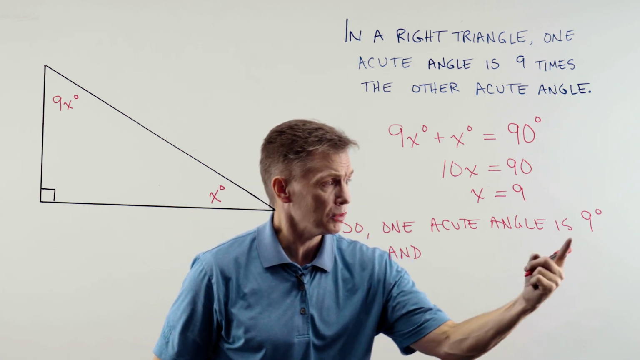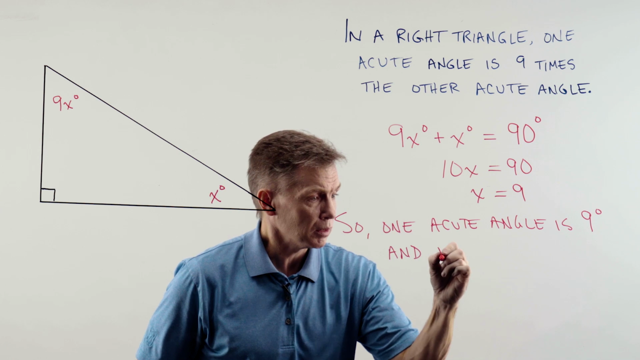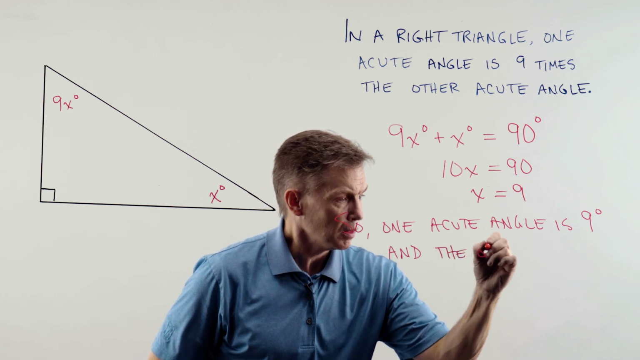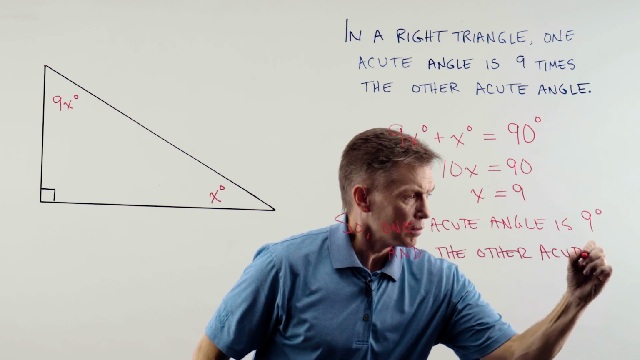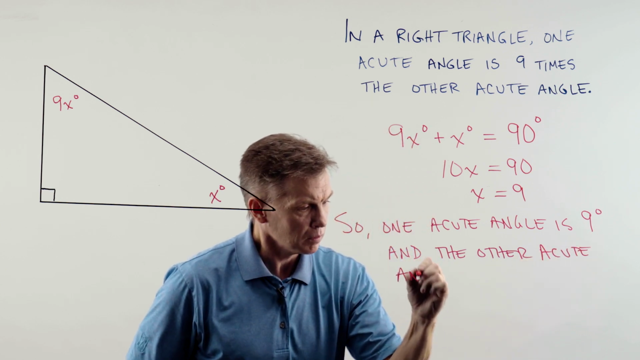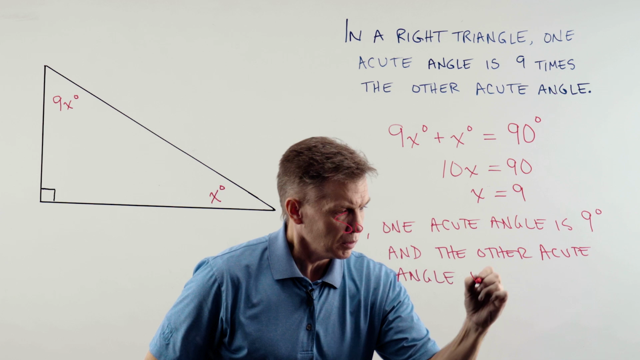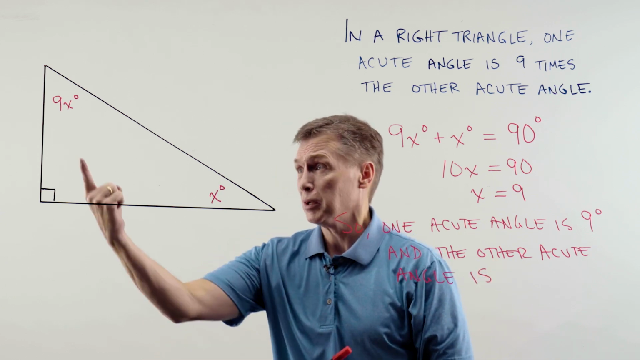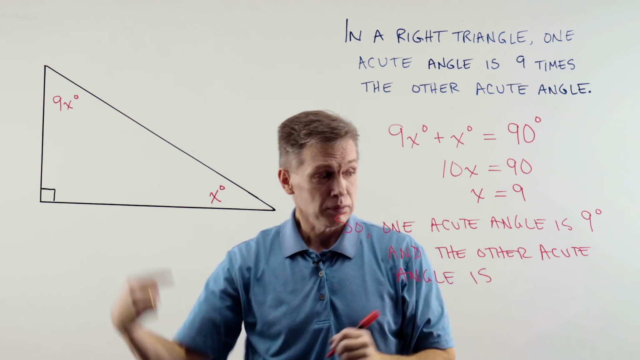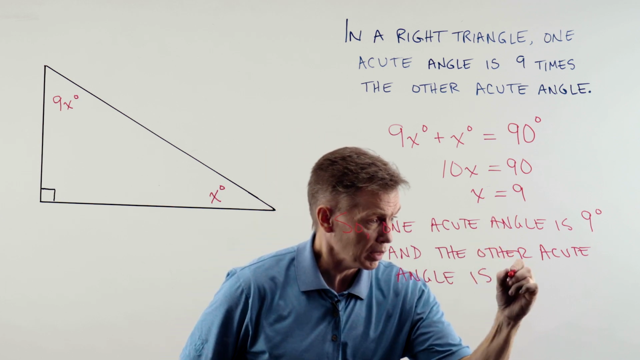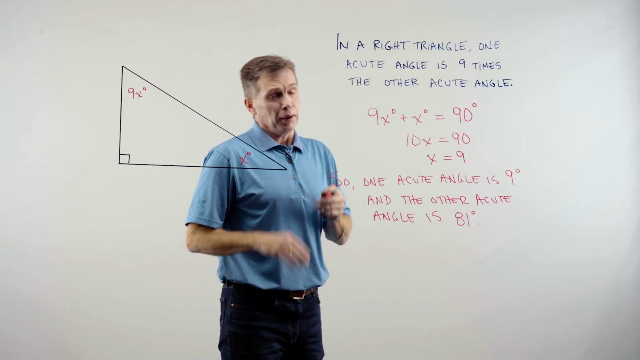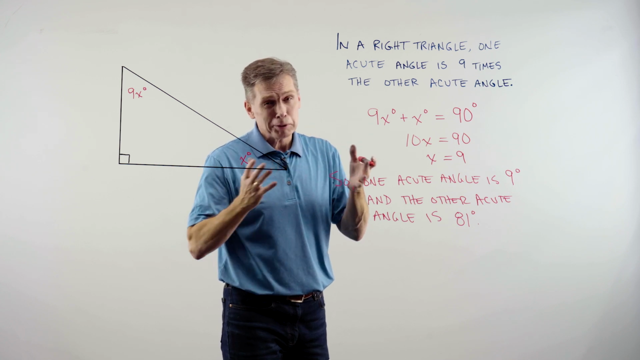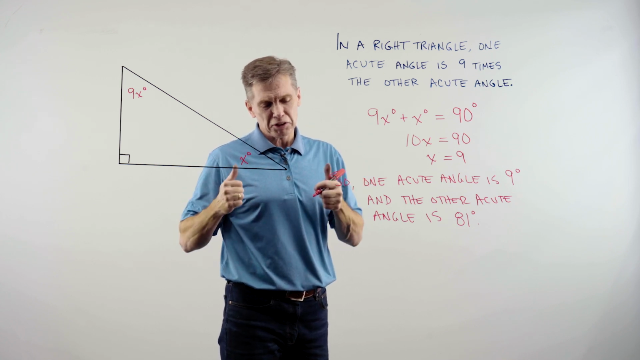So one angle is 9 degrees, and the other acute angle is, you can look to your drawing if it helps, 9 times x, my x is 9, so 81 degrees. I hope that helped. Each problem's going to be a little bit different, of course, but use these strategies and you'll get through it.